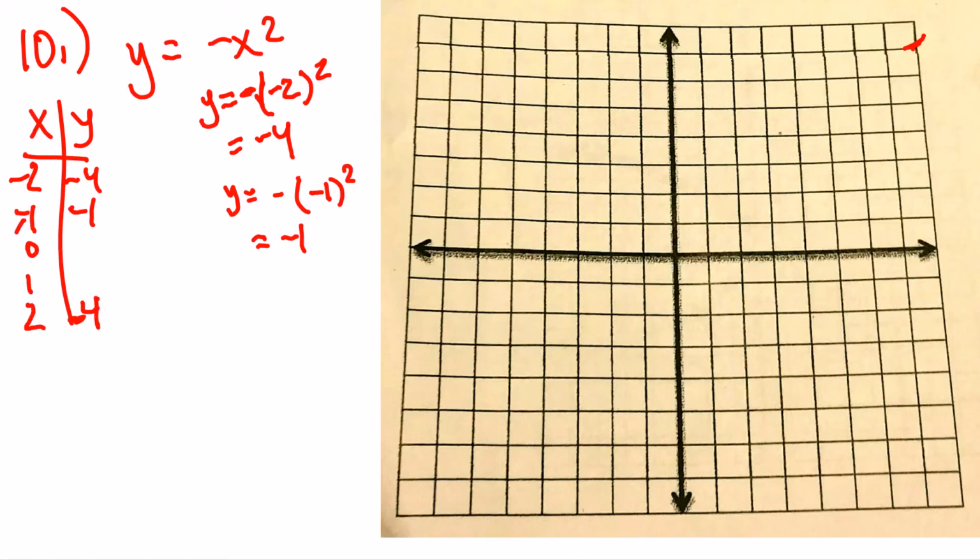So I put that for negative 1. I don't have to do 1. Remember, the rainbow effect tells me that 1 is also going to be negative 1. Plug in 0, y equals the opposite of 0 squared, which is just 0. So my graph is going to be 0, 0, I have a dot, left 1, down 1, right 1, down 1, left 2, down 4, right 2, down 4.